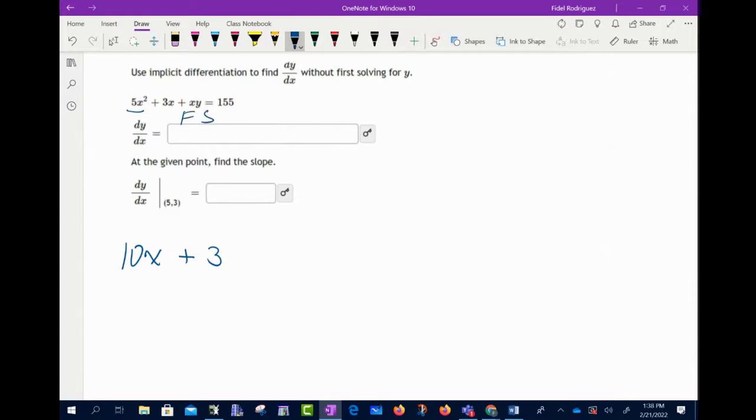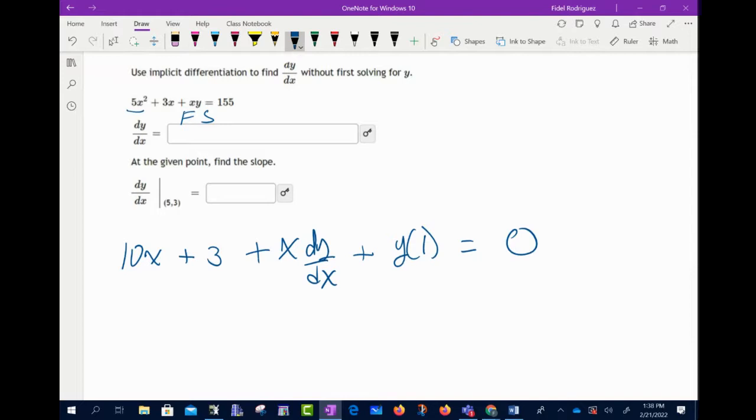Remember, first and the second. The way we did the derivative of a product, it's the first times the derivative of the second plus the second function times the derivative of the first. Well, the derivative of x is just 1, isn't it? And then the derivative of 155 is 0.